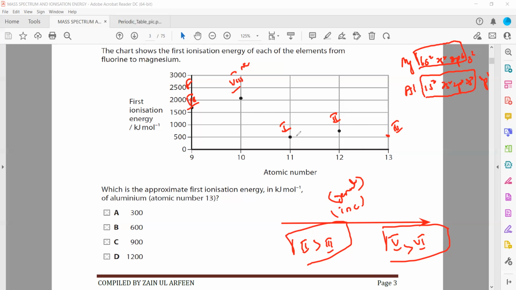So it should be between 500, this is 500 and this is 750. So it should be between 500 and 750. So which number is there between 500 and 750? That is option B. So 600 is the right answer.